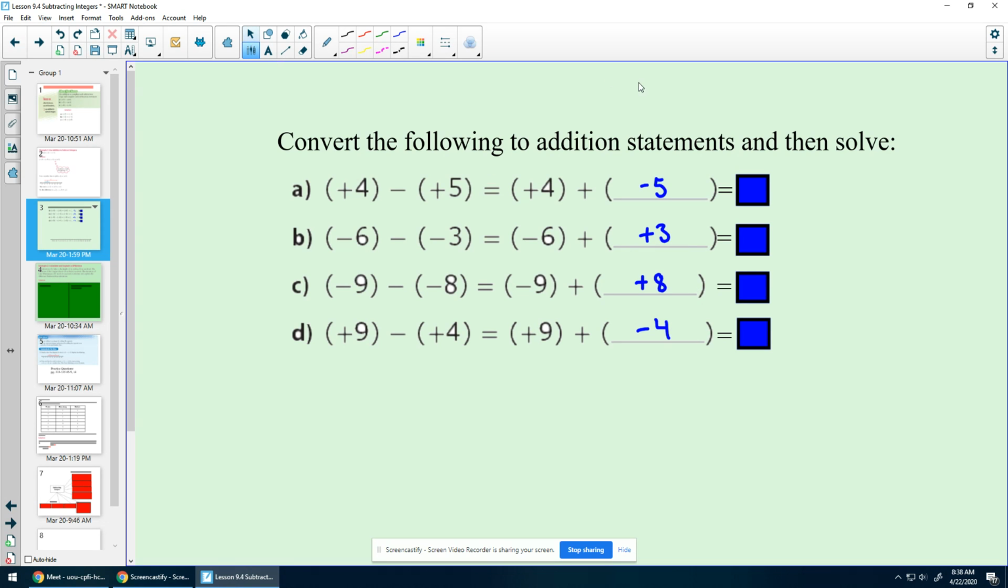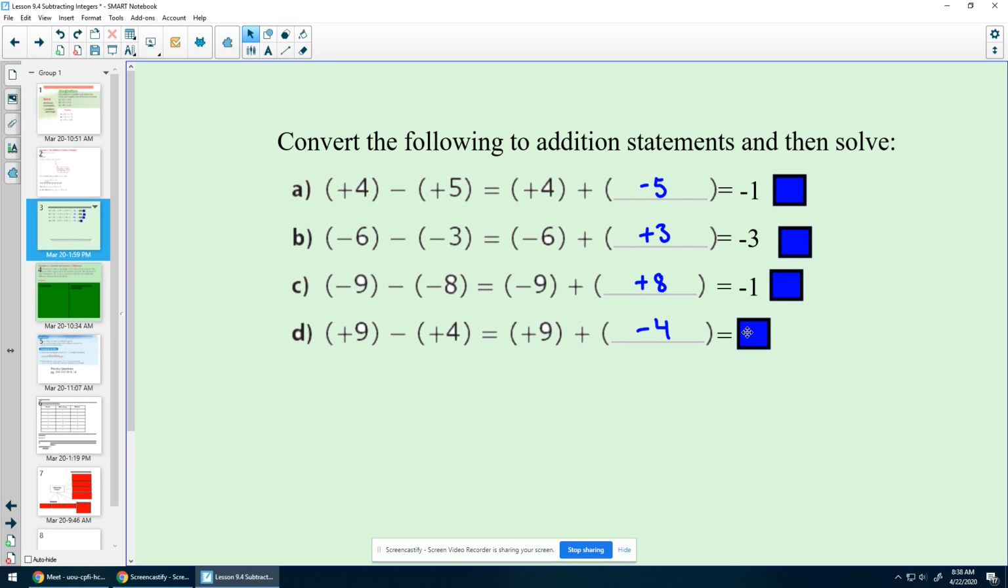And then we have our answers here. +4 plus -5, well, that's going to be -1. Then we have -6 plus 3. That's going to give us -3. -9 plus 8, different teams. The negative is bigger, so it has to be negative, and then we find the difference. And +9 plus -4, it's got to be +5. All right.